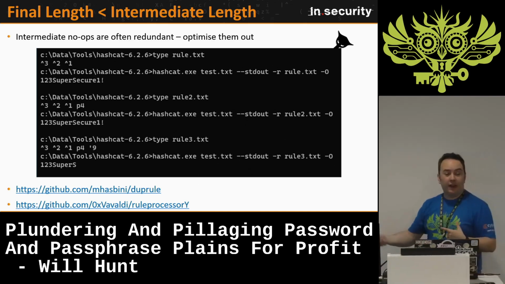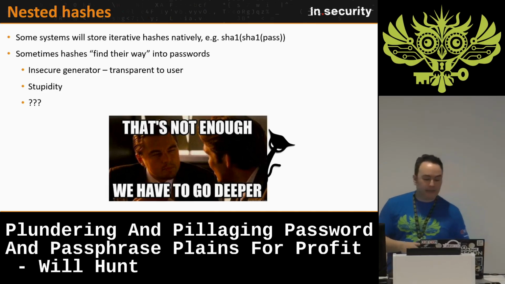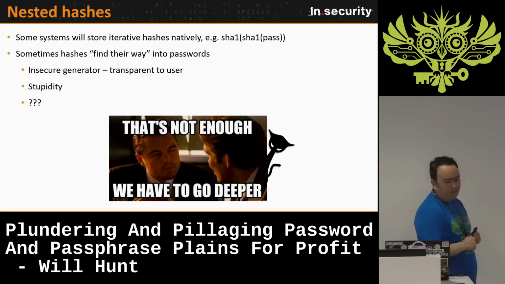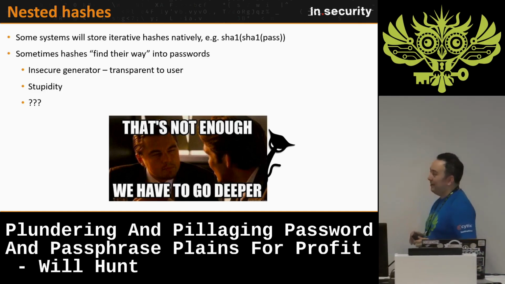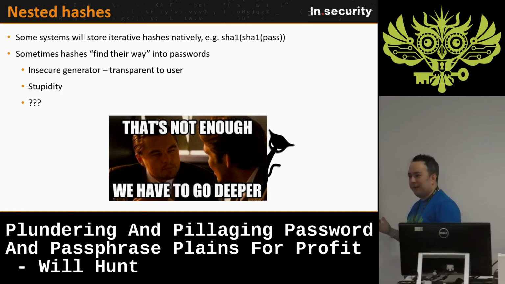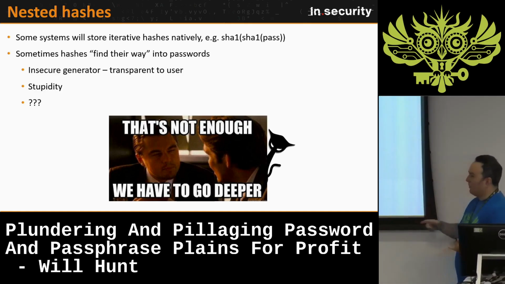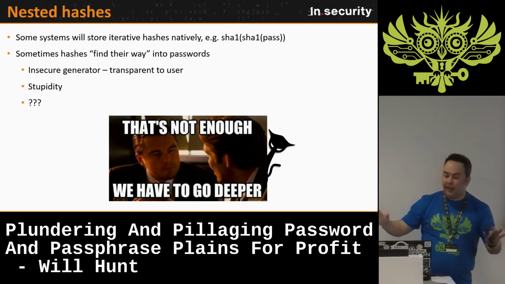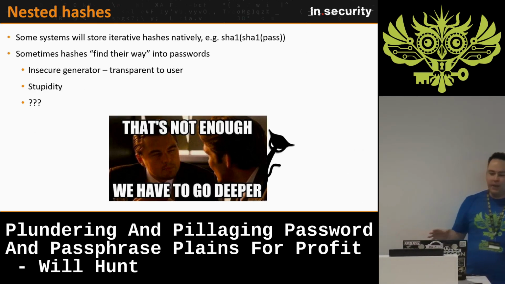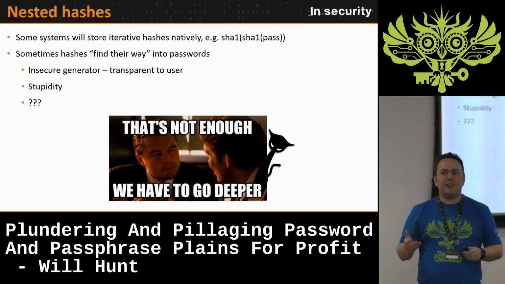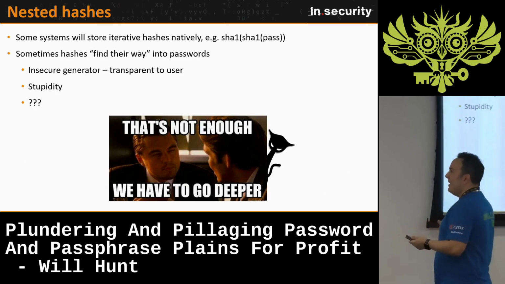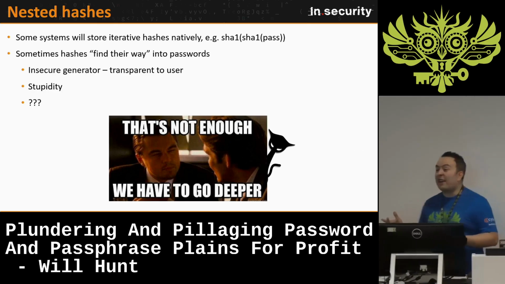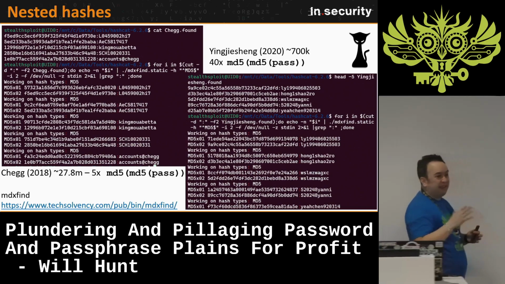Right then, iterative hashing and case sensitivity. Now, I don't have a lot of answers for some of these because there's weird stuff you find in data breaches. Sometimes systems will store iterative hashes, like a SHA-1 of a SHA-1 of a pass, for example. If they natively store that, that's fine. But sometimes hashes and weird things find their way into passwords. Maybe it's stupidity, quite often it is. Sometimes there's an insecure generator where, unbeknown to the user, it's doing something very weak and insecure. And for most of the time, I just have no idea. Literally, nearly all the time, I have no idea.